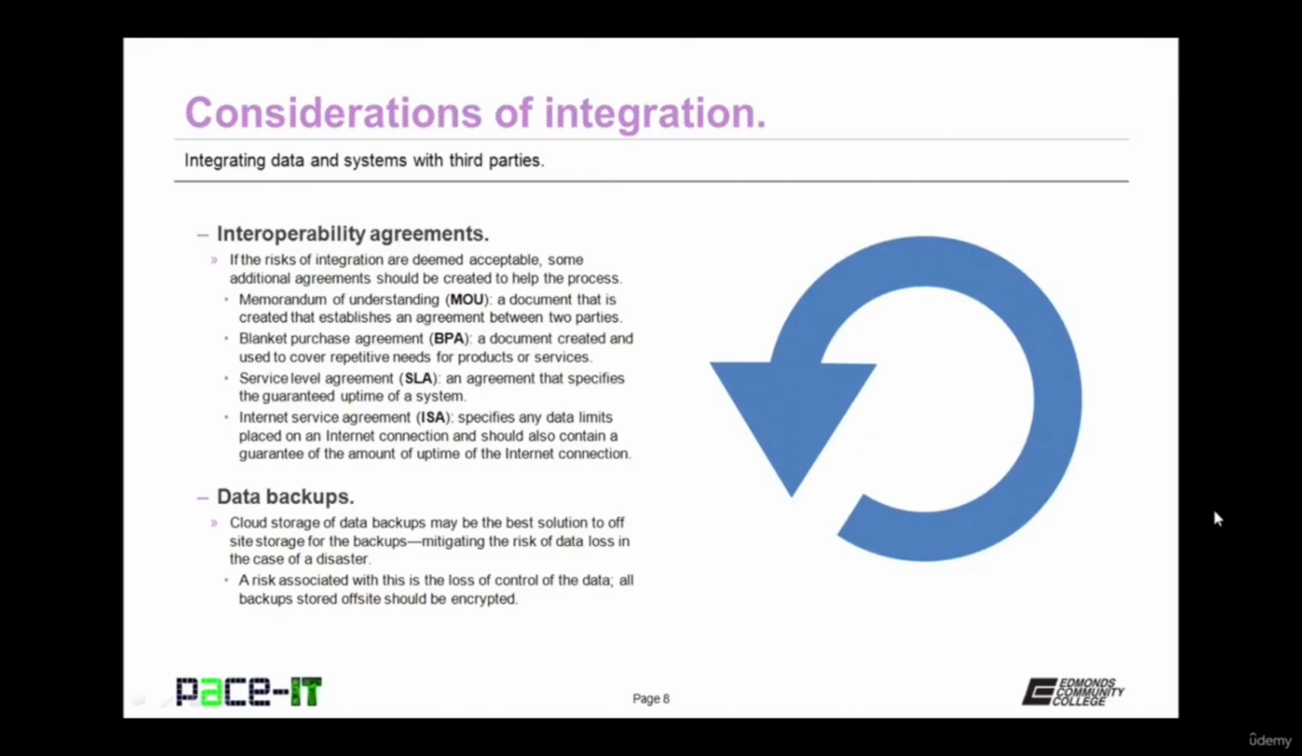There should be a service level agreement, or SLA. It's an agreement that specifies the guaranteed uptime of a system. And finally, there may be the need for an internet service agreement. This specifies any data limits placed on an internet connection and should also contain a guarantee of the amount of uptime of that internet connection.